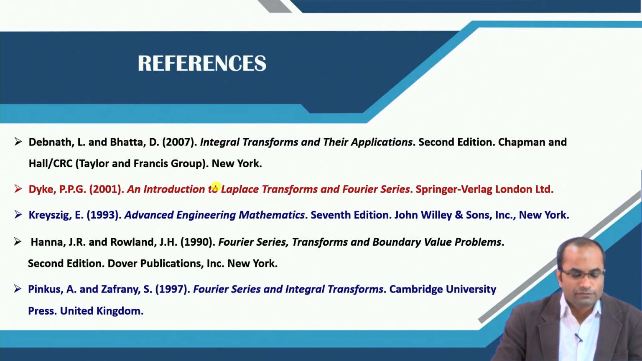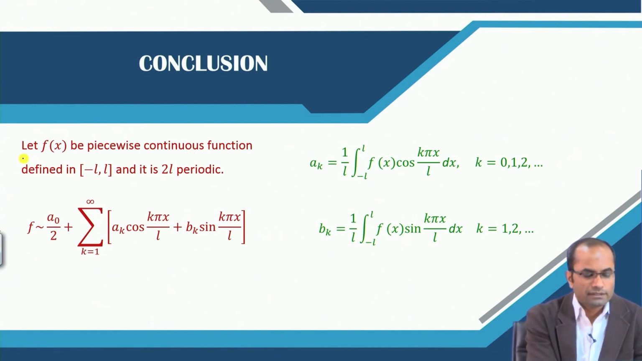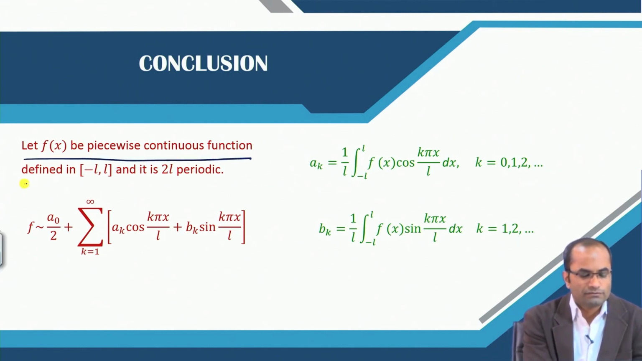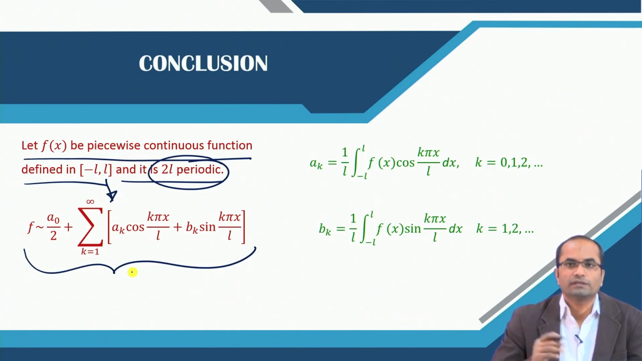So here we have the references used for preparing this lecture, and just to conclude, we have discussed that if f(x) is piecewise continuous, defined on this interval, it may or may not be 2L periodic, it does not matter. We can write down the Fourier series, and if it converges, it will converge to a 2L periodic function.